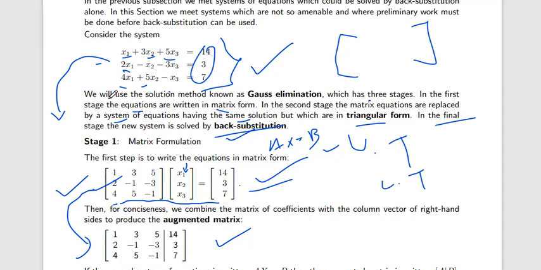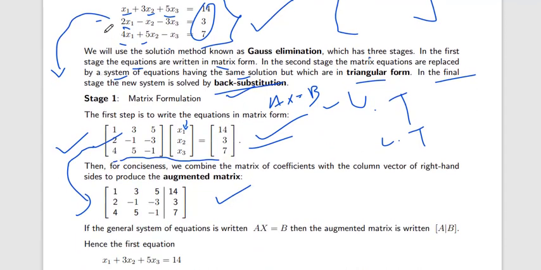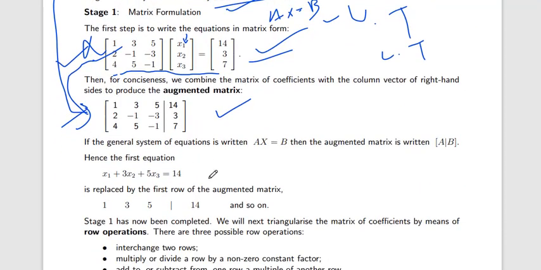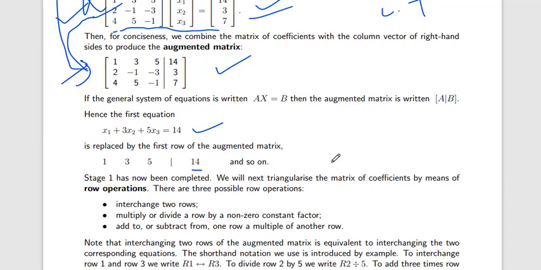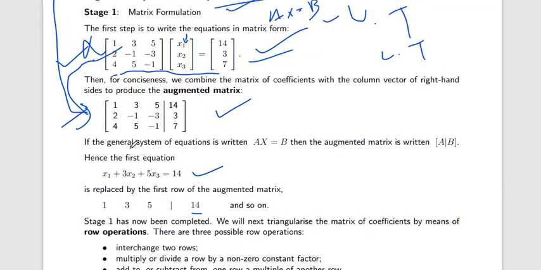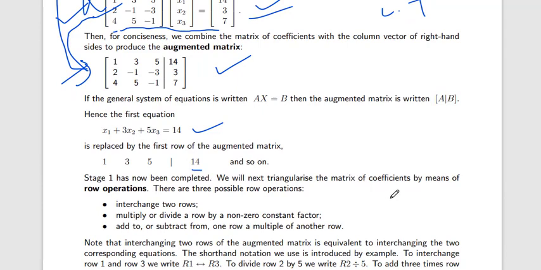In future we will transfer this type of linear system directly into an augmented matrix. We will skip this step to save time. So the first row here is 1, 3, 5 and 14. Now the first stage is completed. Second step: we will next triangularize the matrix of coefficients by means of row operations.